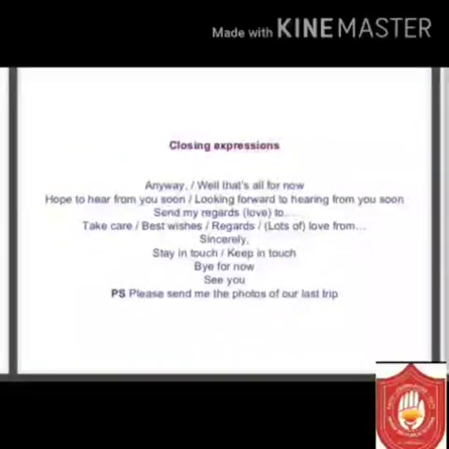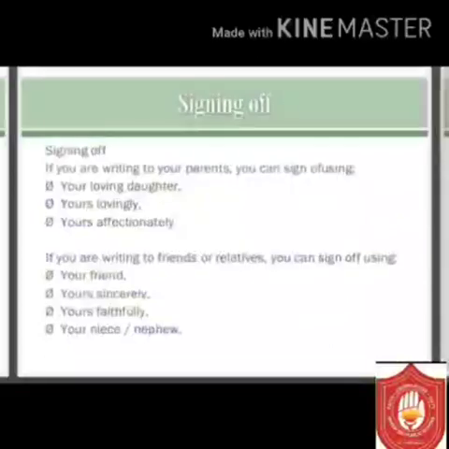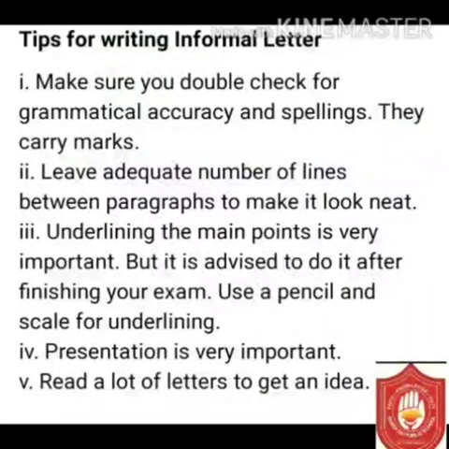And after finishing your last paragraph, now it's time for signing off. That is the final signature. If you're signing off writing to your parents, you can sign off using: your loving daughter, yours lovingly, yours affectionately. If you're writing to your friends or relatives, you can sign off using: your friend, yours sincerely, faithfully, your niece, nephew, with lots of love, hugs and kisses, warm regards, your true friend, etc. This is how you end your letter and you complete your informal letter.